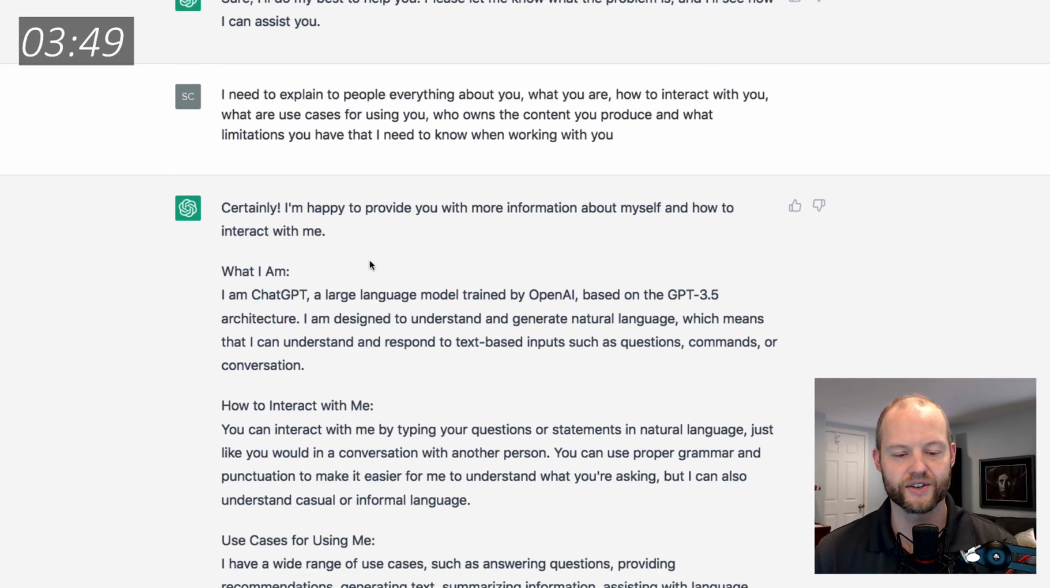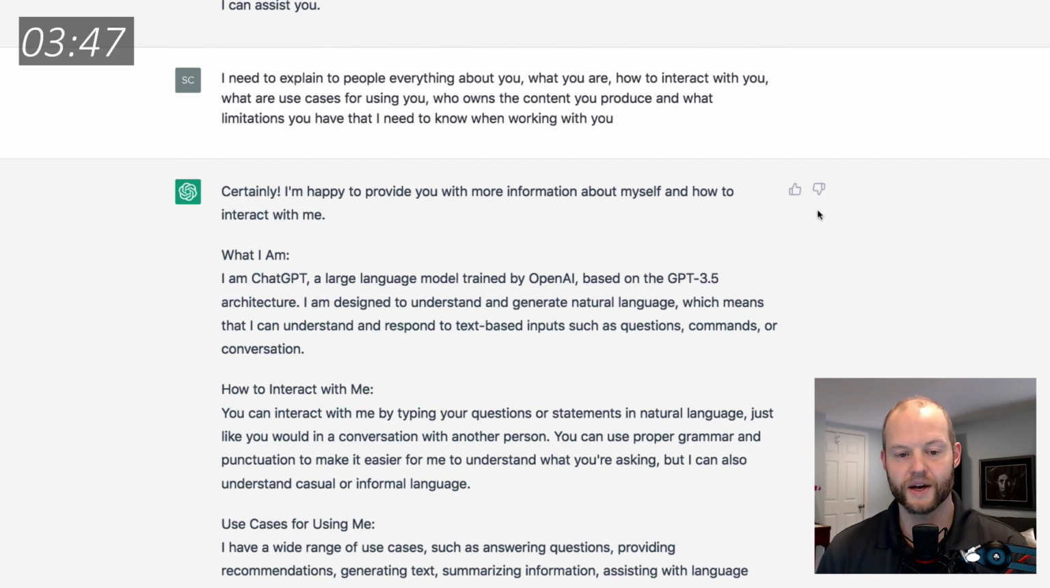So the question is, what am I? ChatGPT: I am ChatGPT, a large language model trained by OpenAI that's based on the GPT 3.5 architecture. I am designed to understand and generate natural language, which means that I can understand and respond to text-based inputs such as questions, commands, or conversations.